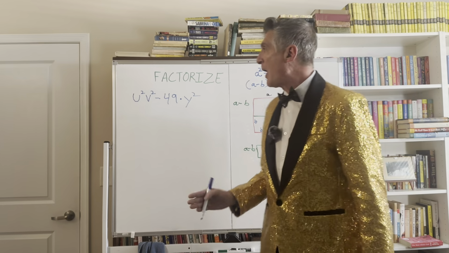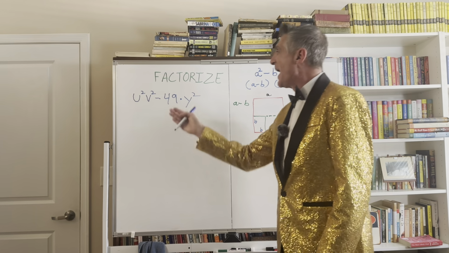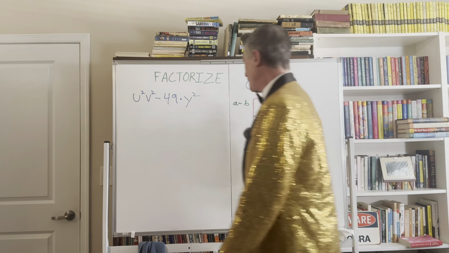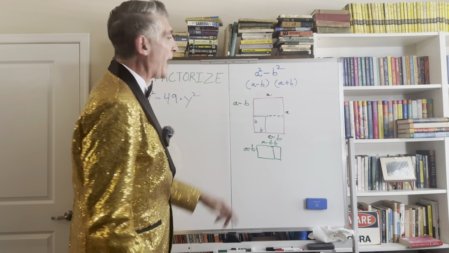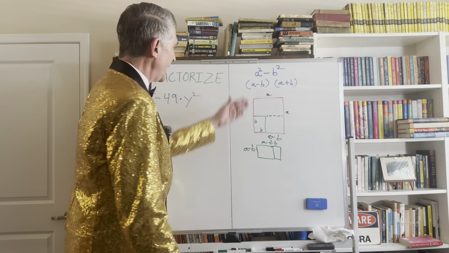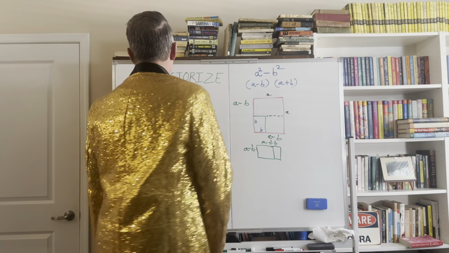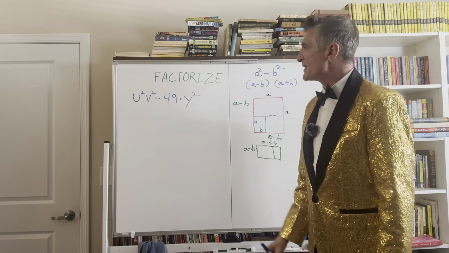Well, this is part 2 of 4. We are factorizing the difference of squares. And the first episode, I proved to you geometrically why that worked. I'm not going to go through that again, but I did leave it up here for you guys to look at. Okay, well, we are factorizing this set here.